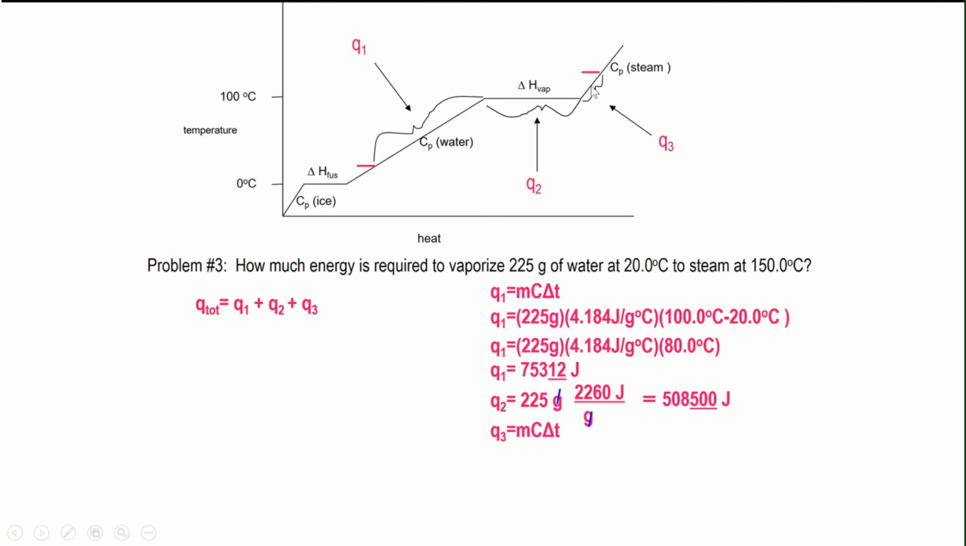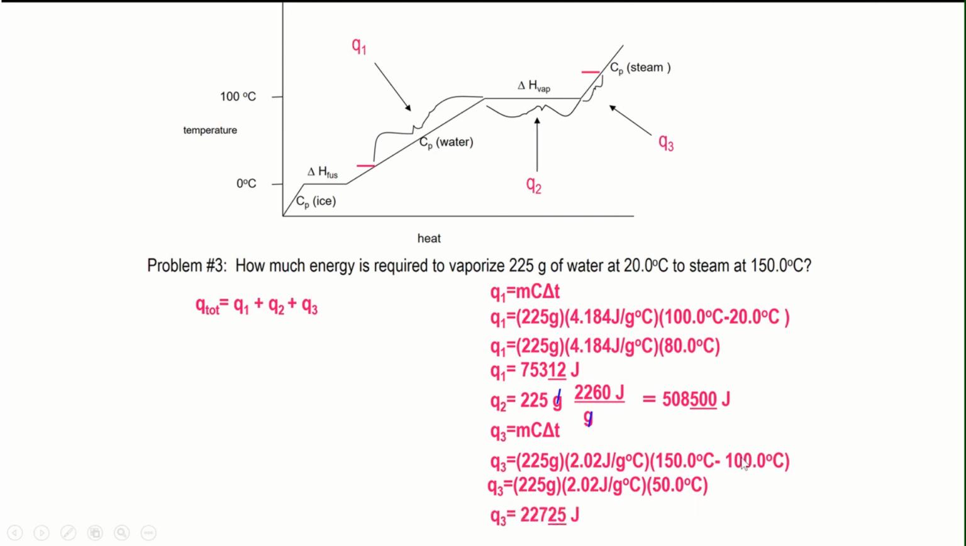And finally, my third quantum of energy, bring that vapor up 50 more degrees. Again, notice I'm starting at 100, going up to 150. We already got to 100 over here. So it started at 100, we go up to 150. It's going to take 22,725 joules to bring that steam up an additional 50 degrees.